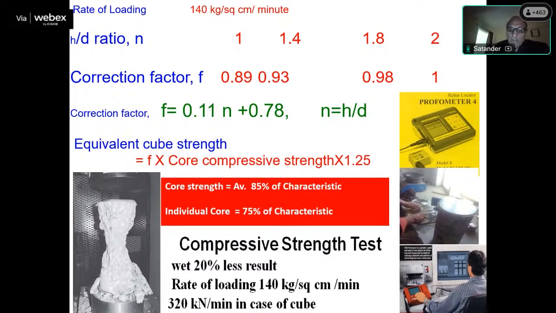Rate of loading 140 kg per square centimeter per minute or 320 kilonewton per minute. 32 ton per minute, you have to apply the load. In the case of bridges, 50 mm dia. In the case of concrete road, PQC, 150 mm dia. In the case of DLC, the lean concrete, 100 mm dia. The profometer we should use wherever steel there will be a buzzer. You can check. Cover meter also you can call it.